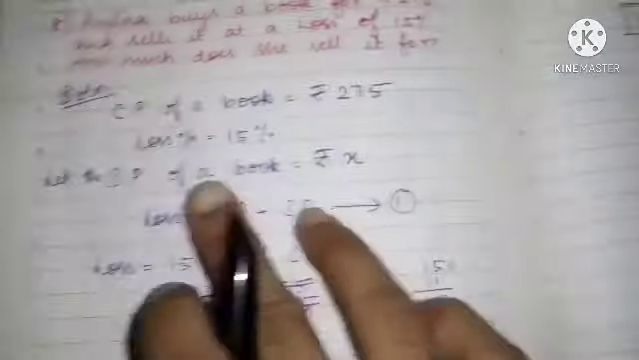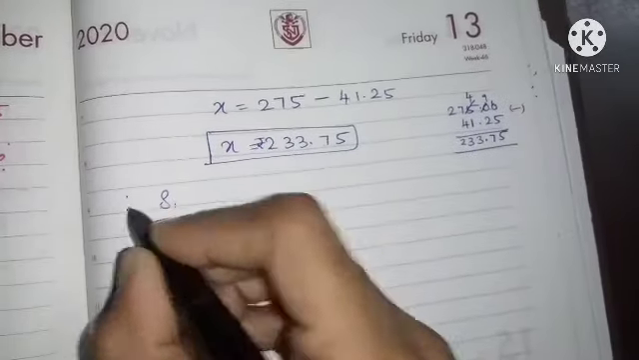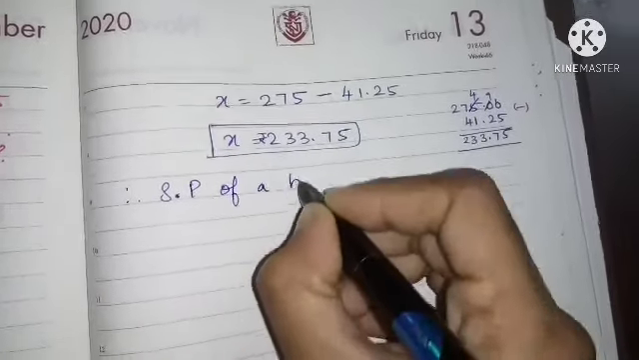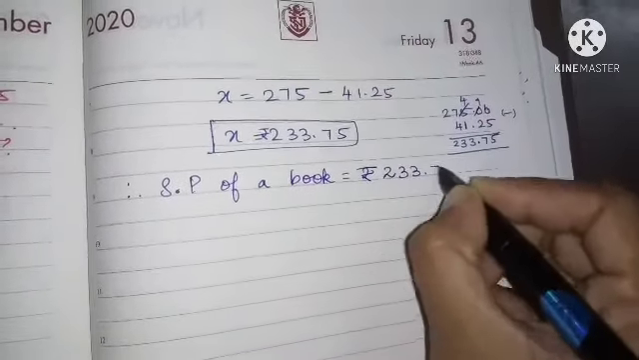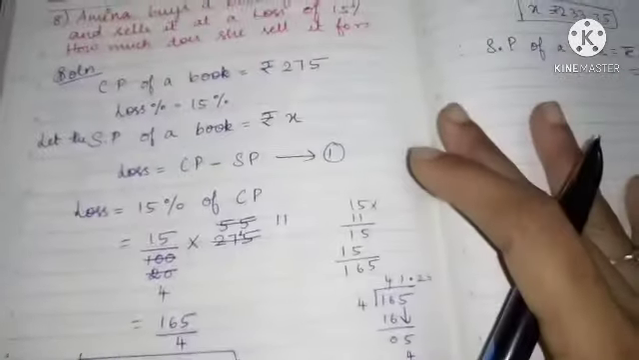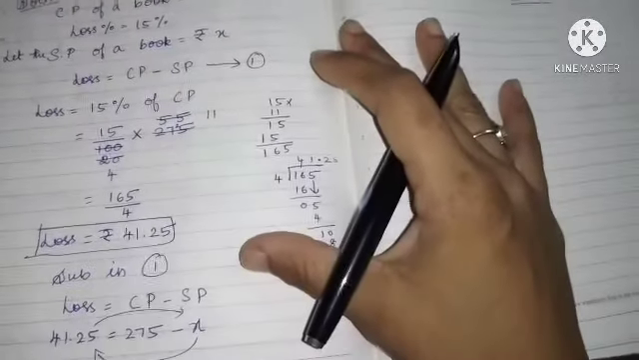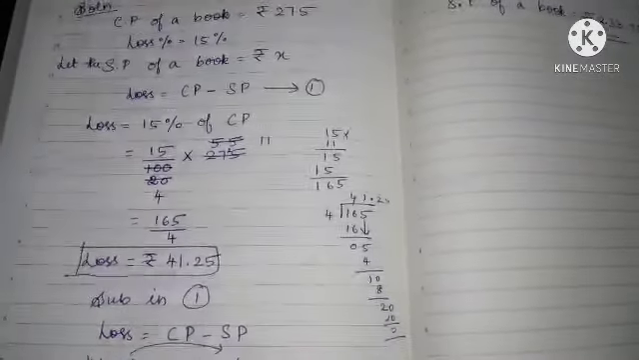So what is the x here? Actually, we have taken it as the selling price of the book. Therefore, the selling price of the book is equal to rupees 233.75. Understood? So we bought that book for 275 rupees and sold it for 233 rupees, where we are facing the loss in this problem. Okay. So in today's class we have discussed a few problems from exercise 8.3. I hope you all understood, children. Thank you.